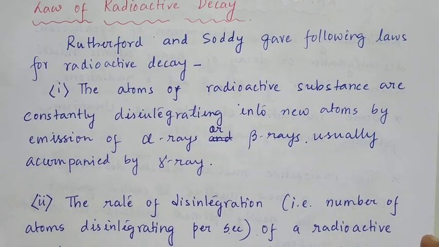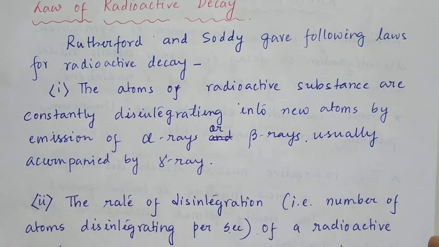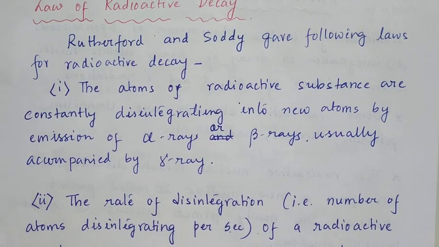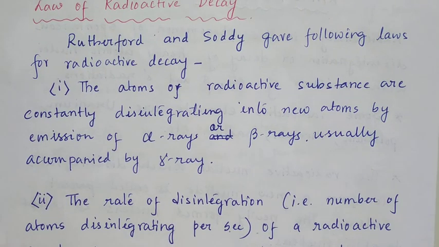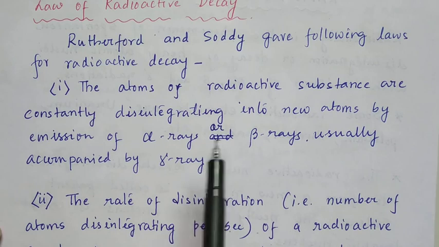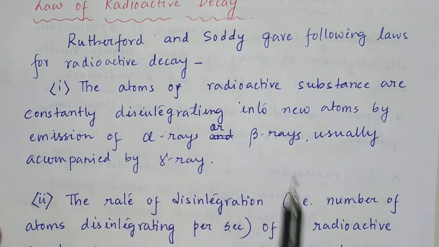the daughter nuclide, or the newly formed nuclei, generally are in a higher excited state, higher energy state. To come back to the ground energy state and become de-excited, they generally emit gamma radiation. So immediately after emission of alpha ray and beta ray, there may be emission of gamma ray.